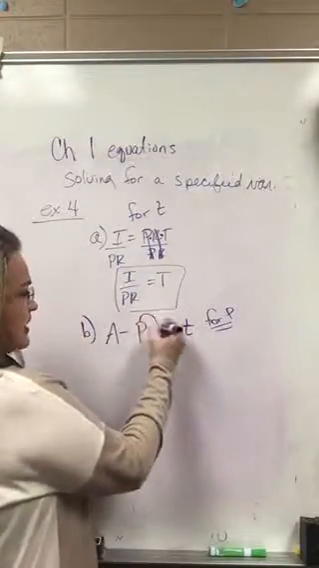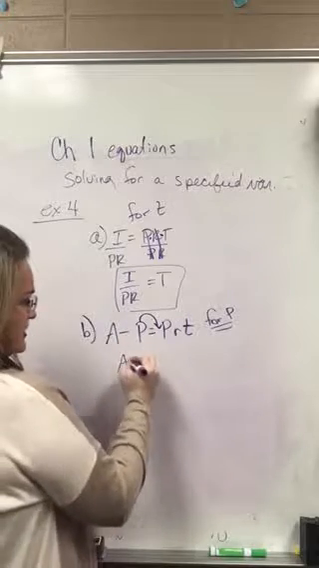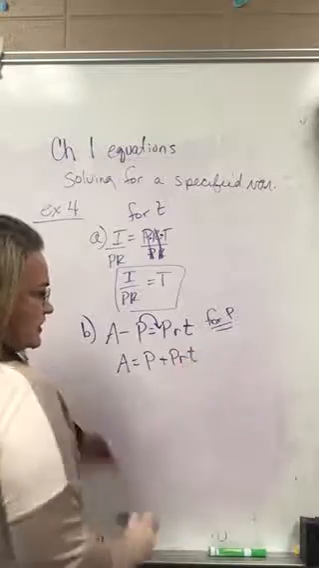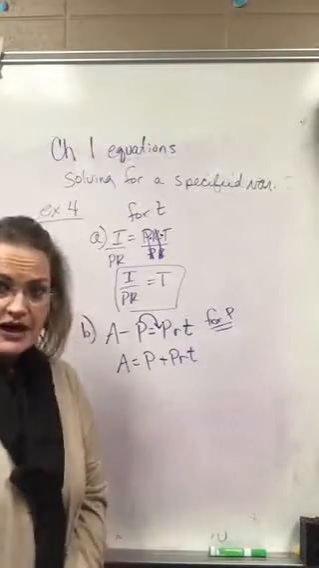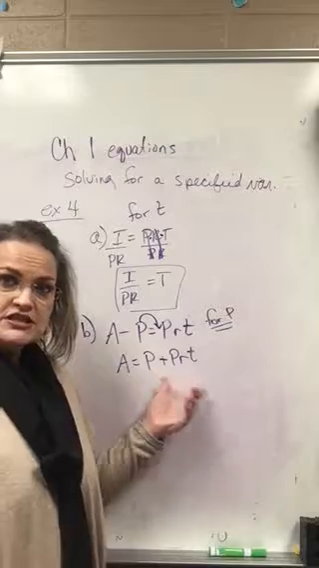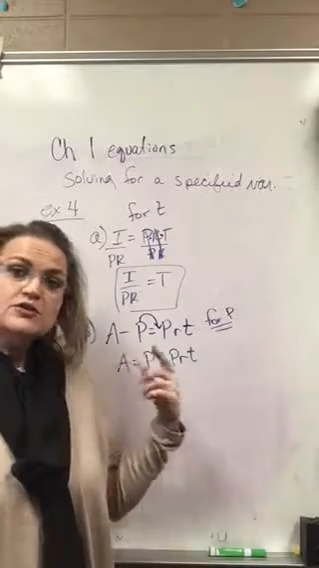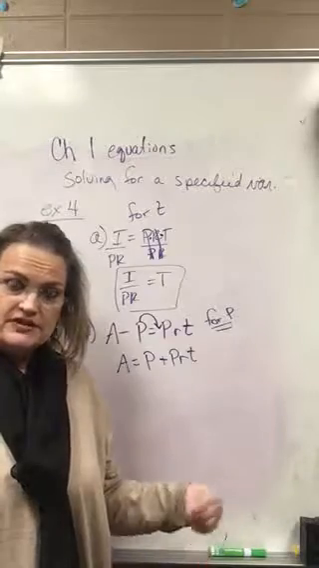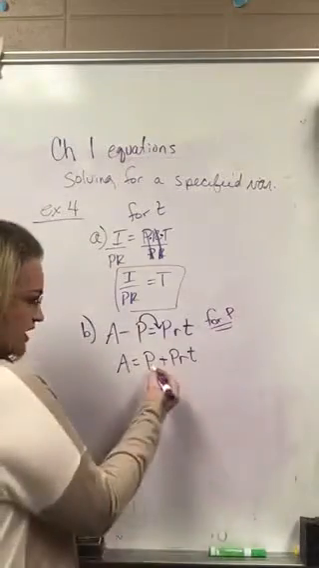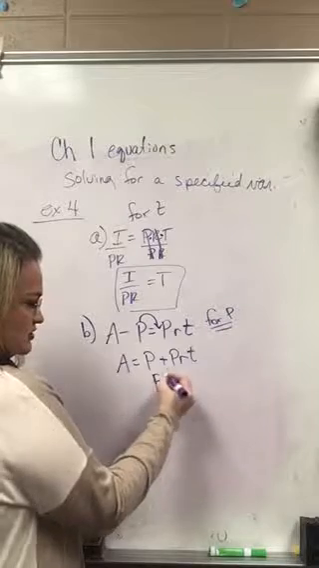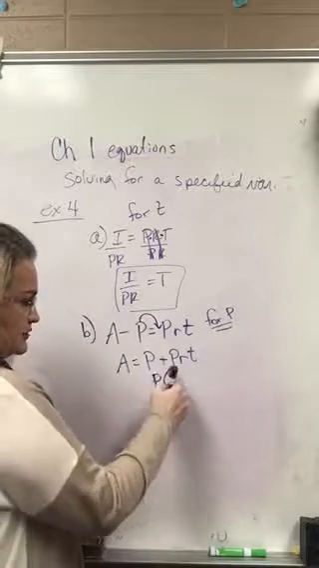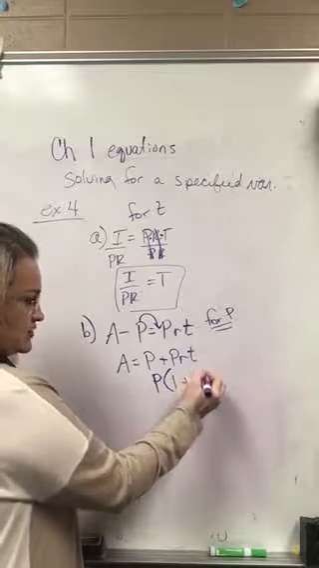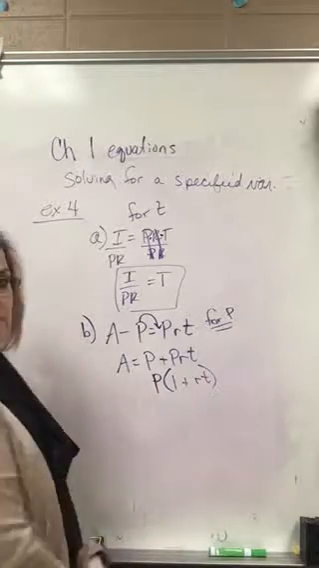So I'm going to bring this minus P across the line, making it a positive P, and that's a positive PRT term. Now, unfortunately, I cannot combine those terms. They're not like terms, so that's not a route you can go. So when you can't combine terms, you factor. That's the strategy here. So you factor out the common variable P. P times 1 makes this P, and P times RT makes this term.